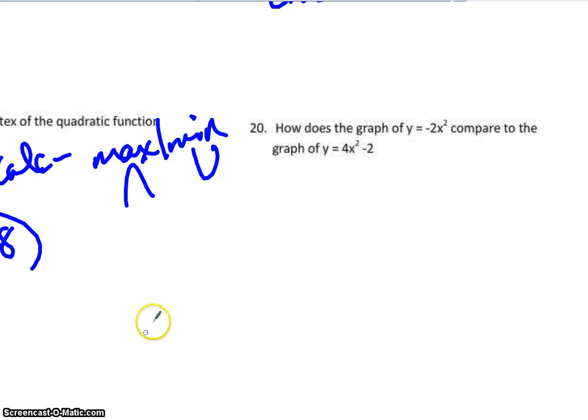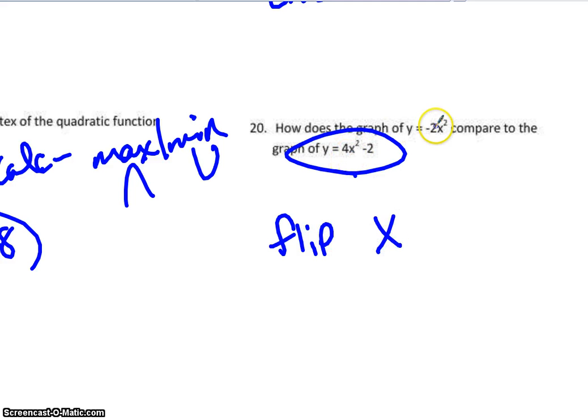And number 20, how does the graph of y equal negative 2x squared compare to the graph of y equal 4x minus 2? This is the one that you started at. So we went from positive to negative, which means a flip over x. We went from a 4 to a 2. So that got smaller, which is a vertical compression, which means it got wide. We went from a minus 2 to nothing, which would be a 0. So we actually went up 2.